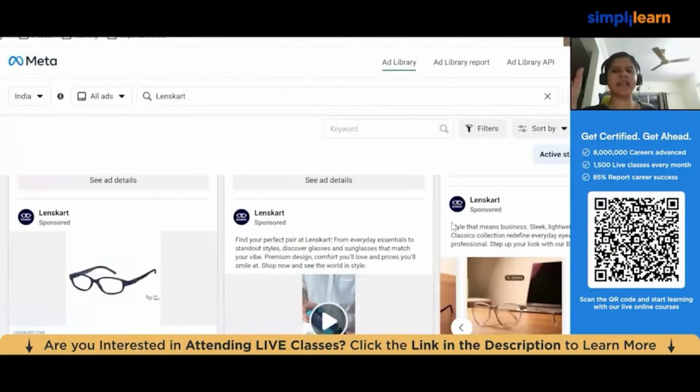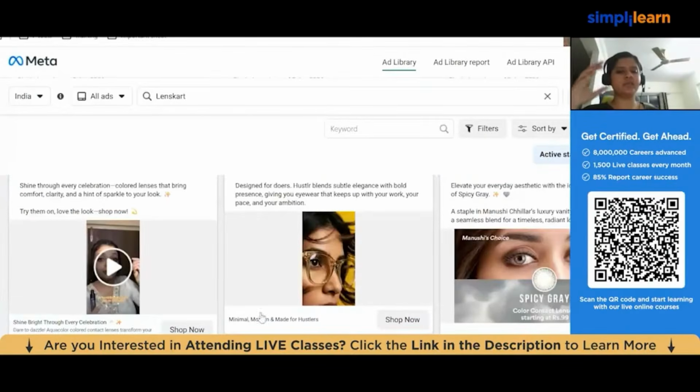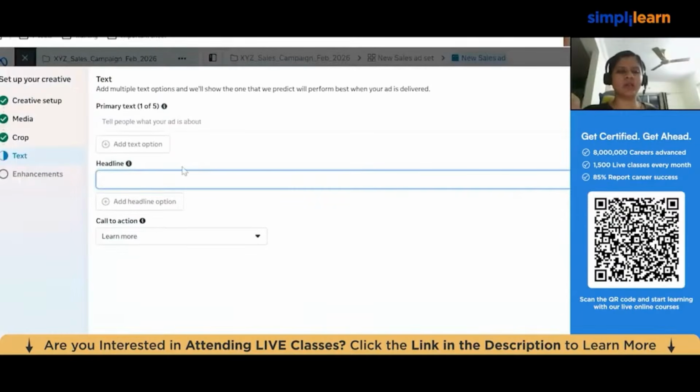So what is primary text? Any content that you see above the creative is called primary text. So this is the primary text. Then what is your headline? This part is your headline. This is your call to action. So you just have to fit in these details over here.